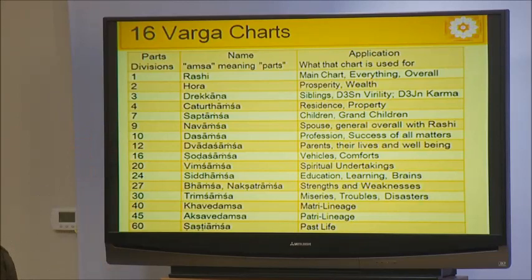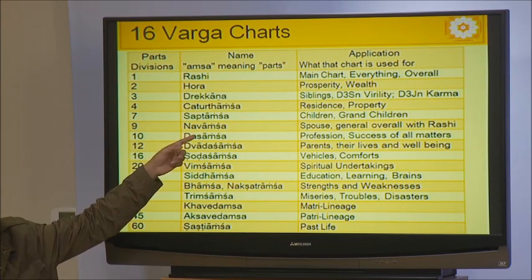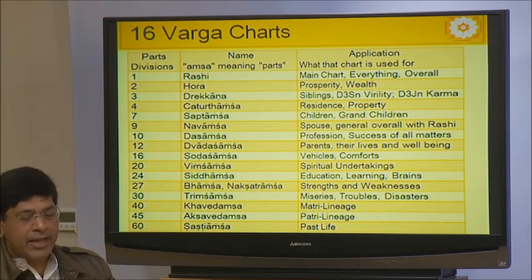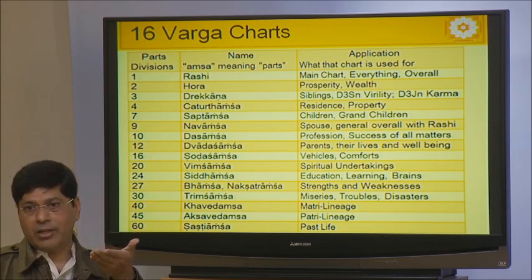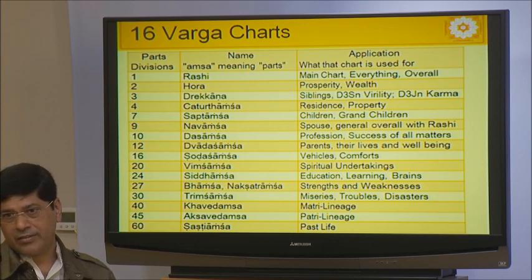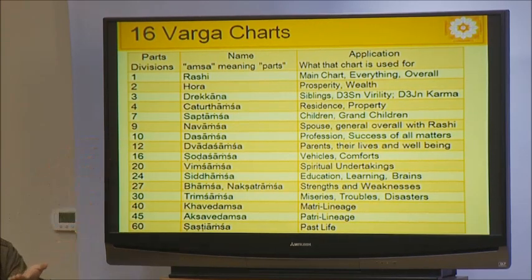Saptamsha, D7. Saptamsha, children, grandchildren. Navamsha. That's for spouse. It's a general overall well-being. It sort of is the base for the Rashi chart. You really cannot study a D1 chart or Rashi chart if you don't study the Navamsha chart. Because it is that which supports what is manifesting.